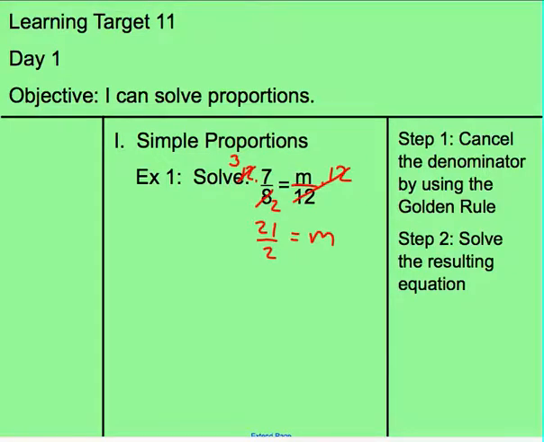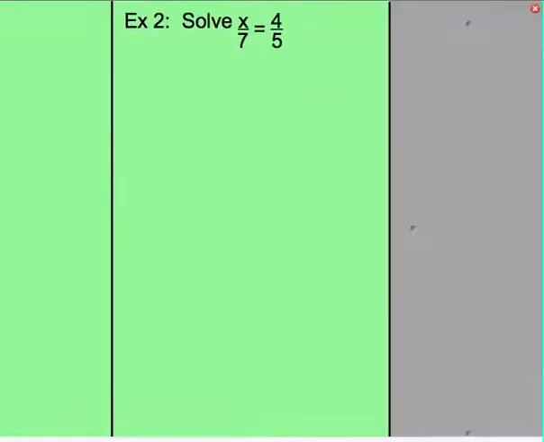Now the second step is to solve the resulting equation. What's nice about this is that I'm done solving the equation once I get rid of that denominator under my m. We'll look at one more basic one, and then we'll look at some that are a little more complicated.